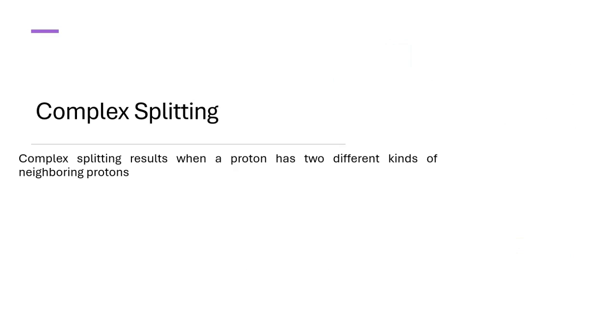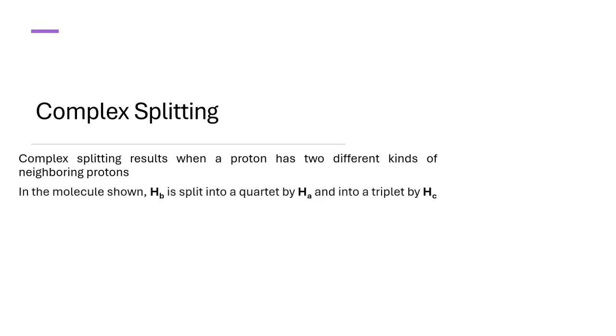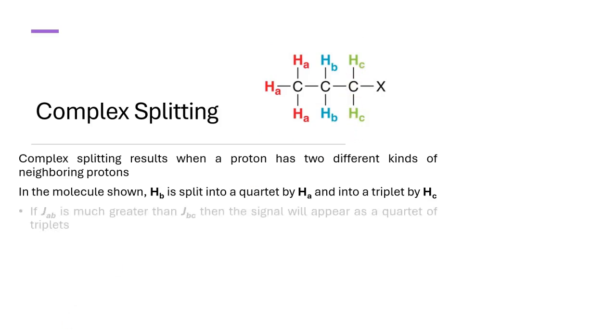Complex splitting. Complex splitting results when a proton has 2 different kinds of neighboring protons. In the molecule shown, HB is split into a quartet by HA and into a triplet by HC. So here's HB. HA, there's 3, so 3 + 1 is 4, quartet, and there's 2 HCs, so 2 + 1 gives us a triplet. Now, because they're not equivalent, we're going to see complex splitting.